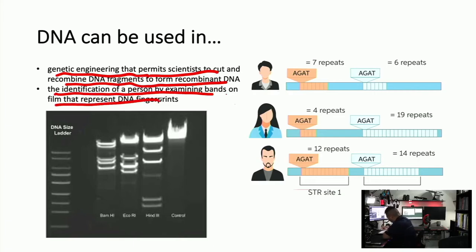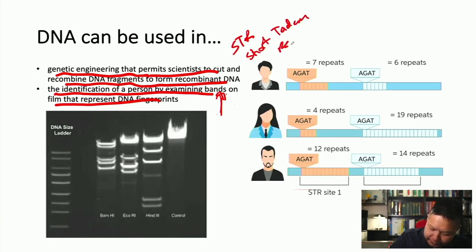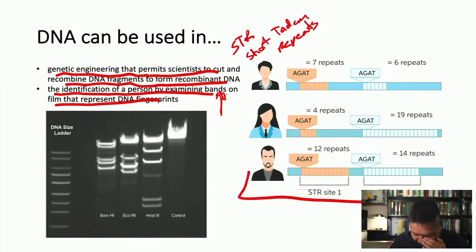fingerprints. This is actually old. We don't do the examining bands anymore. Now we use STR. Remember, I'm a forensic scientist. We don't use this band thing anymore, right? We use STRs now, which are short tandem repeats, to do DNA profiling, right? And that's what this is right here, which I'll get into more detail about in a second.